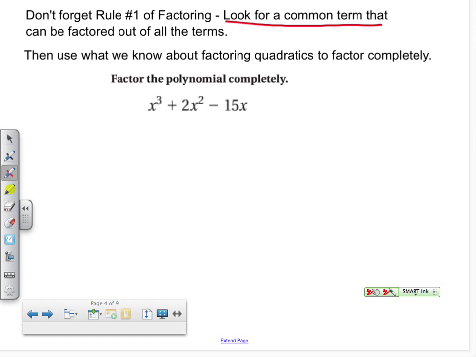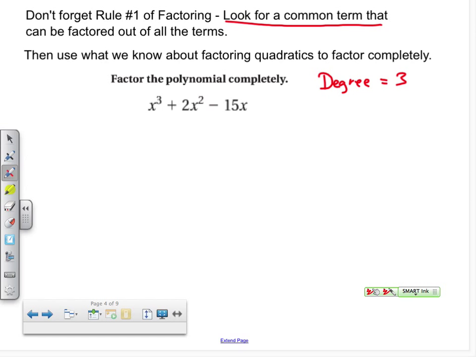Another thing you should do is look at the degree. Okay, our degree is 3. That means you may have up to 3 factors. Not always. Some factors may be non-factorable, but when your degree is 3, you may have up to 3 factors.